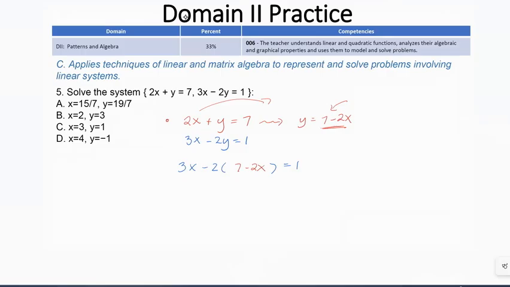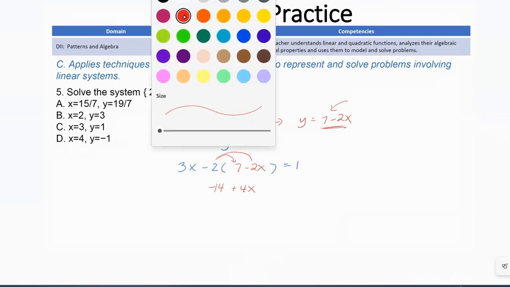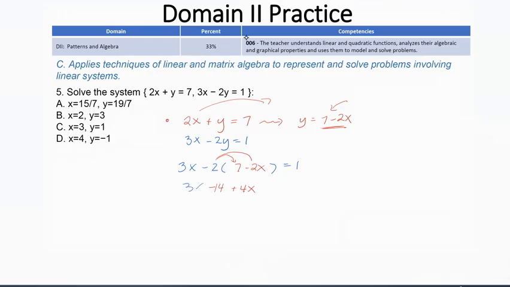Now let me do the math. I'm going to multiply negative 2 times 7, that's negative 14. Negative 2 times negative 2, that's positive 4x. And then I have my 3x here, minus 1 there. Combine like terms, I'm going to add that. That's 7x minus 14 equals 1.